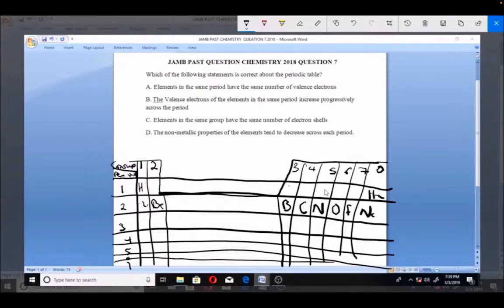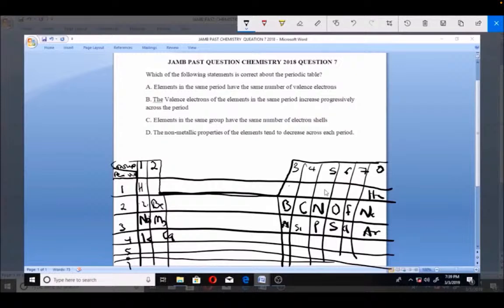And in period 3 we're supposed to have sodium, magnesium, and on this other side we have aluminium, silicon, phosphorus, sulfur, chlorine, argon. Here we're supposed to have potassium and calcium. So that's about the first 20 elements in the periodic table.